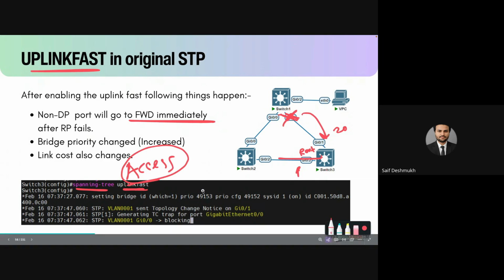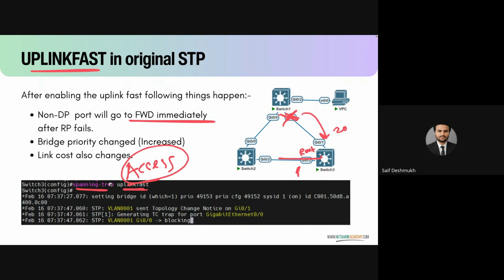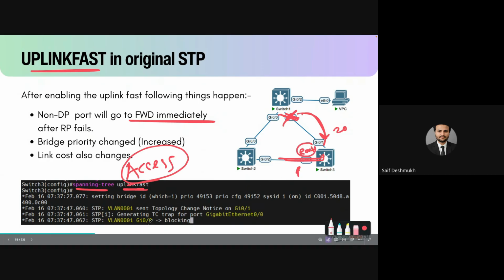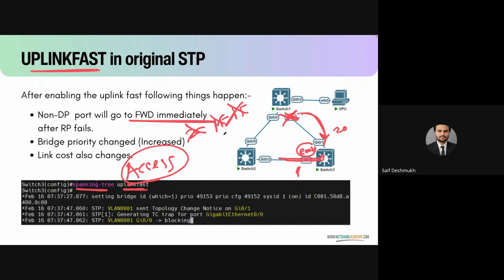Immediately, a couple of things are going to happen. Whenever a direct failure occurs, the blocking interface will immediately become the root port and go to forwarding. So no 20 seconds, no 15 seconds, again no 15 seconds. Immediately, I'm saying. That's how fast it is.